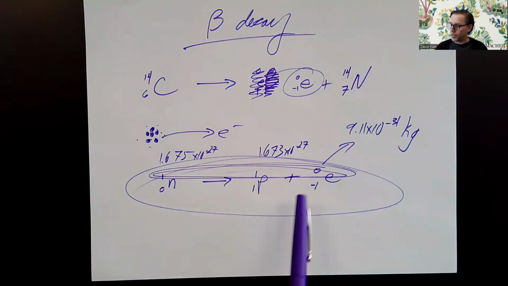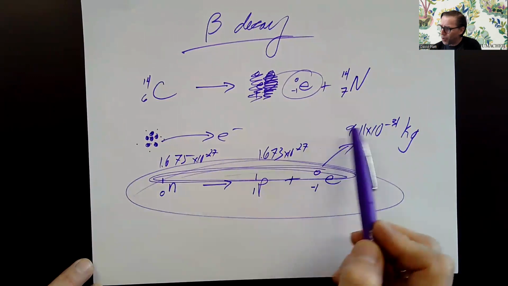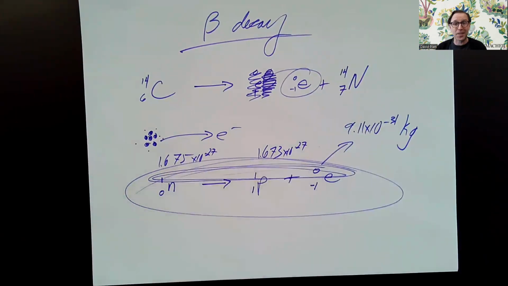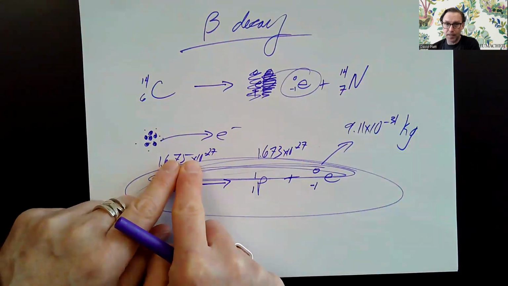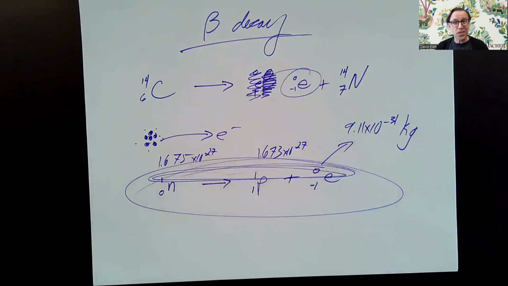The 0 is 1 plus 0 plus 1 is 1. But these two numbers don't quite add up to this. So if you were to take this mass and subtract from it this sum, there's still some mass that disappeared.